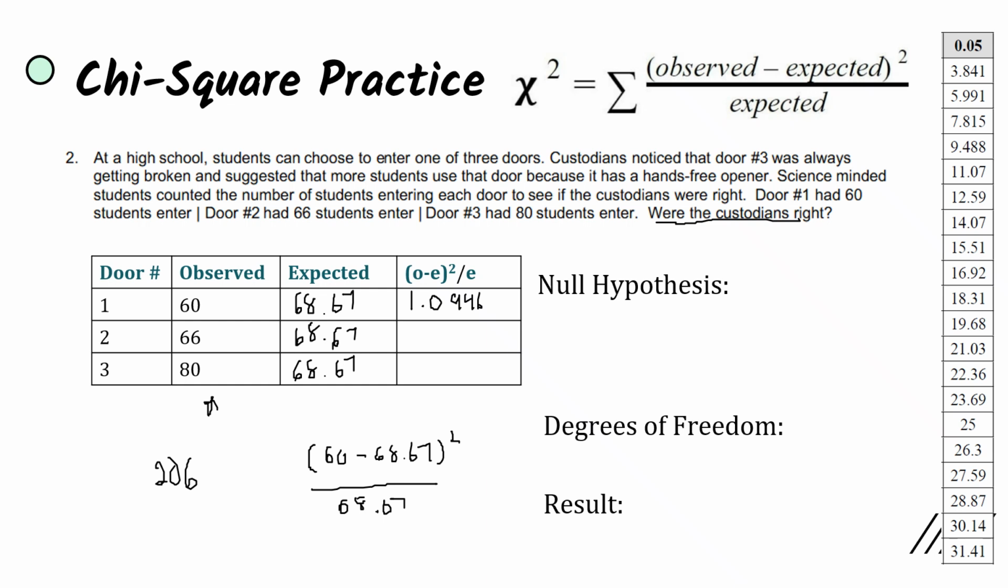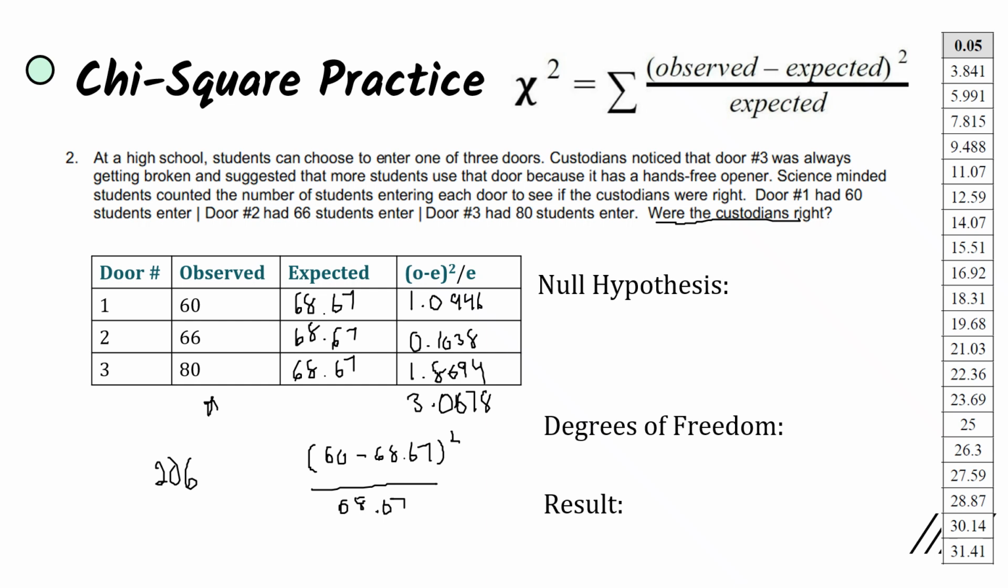And once you do the same thing for the other options, you'll get for door 2 a 0.1038. And then lastly, we have for door 3, 1.8694. And there you go. Now let's add up our numbers. So as a result, we're going to have 3.0678.